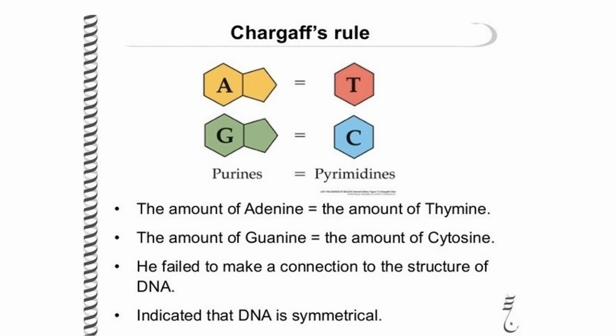Chargaff's rule describes that the purines are equal to the pyrimidines. That is, the A and T content will be equal, while the G and C amounts will also be equal. Although this rule failed to make a connection to the other structures of DNA, it indicates a symmetrical structure of DNA.